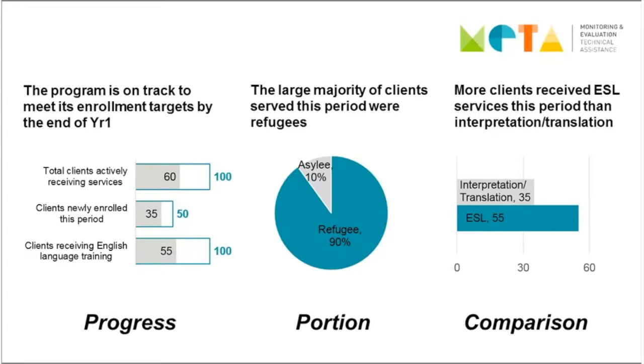If you have 5 different outcomes for your program, you could have one of these for each of those outcomes spread out throughout your report. Really useful for someone looking through at a glance to see where your program is at.